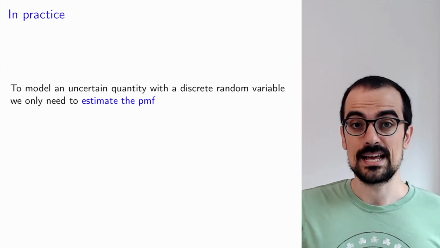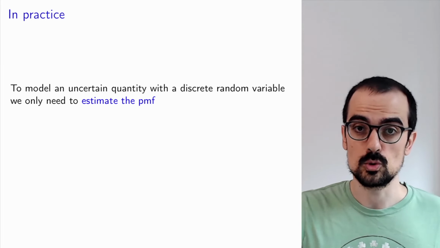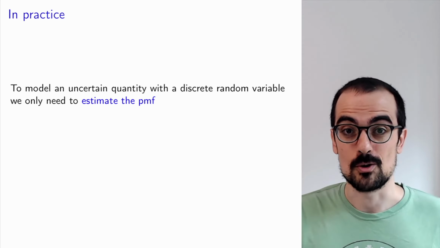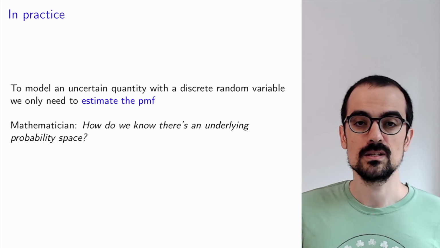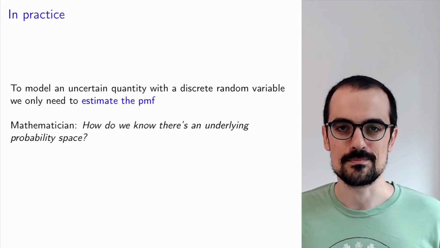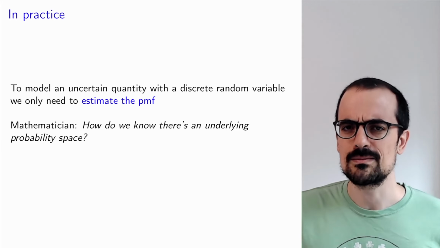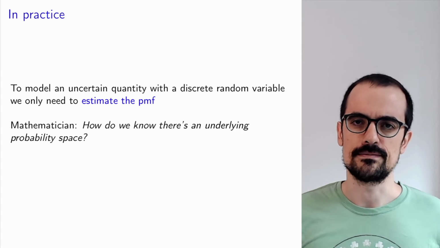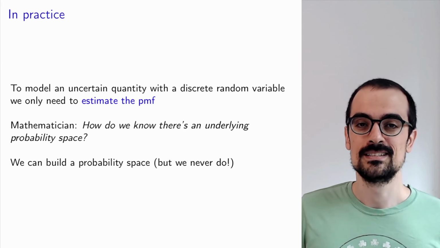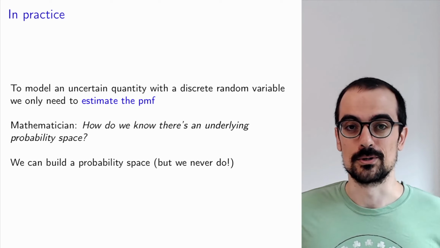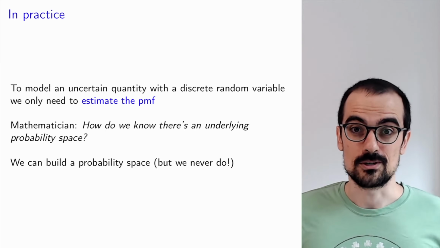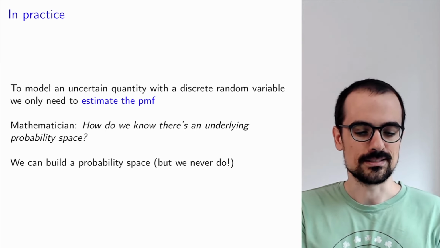So in practice, again, when we want to model an uncertain quantity, because we're going to manipulate the random variable just using the PMF, all we need to do is to estimate the PMF from data. The mathematician, if you're mathematically inclined, or if you tell this to a friend of yours who's in the math department, might be like, sure, but how do we know there's an underlying probability space? This makes me a little bit nervous given the definition. Well, it turns out that you can actually build that probability space starting from the PMF, but we're never going to do that because what's the point? We'll show this in the next video, but it's not too important because we're never going to actually do that. But the mathematicians can rest assured.